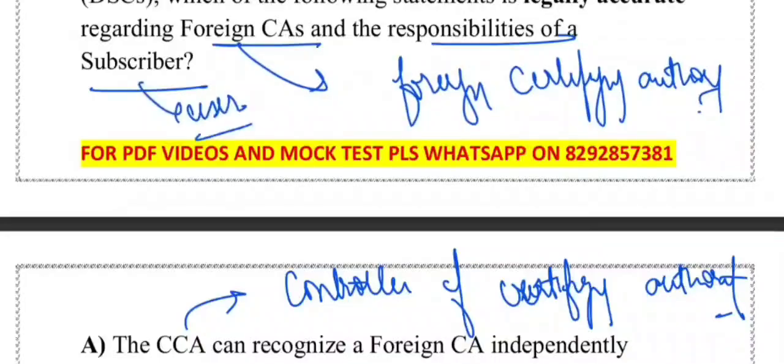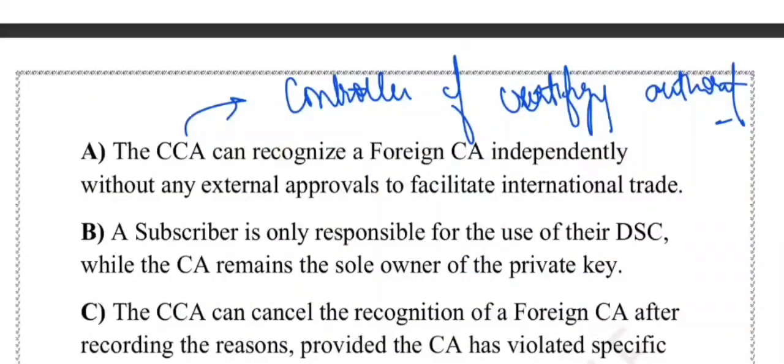So the question is asking which statement is legally correct under the IT Act provision. So we must carefully check the power of CCA, responsibility of a subscriber, and legal value of a digital signature. These are the 4 options. Now what are the key concepts to recall? Before answering this question, there are some key concepts to recall.